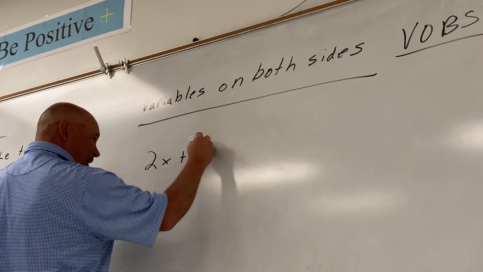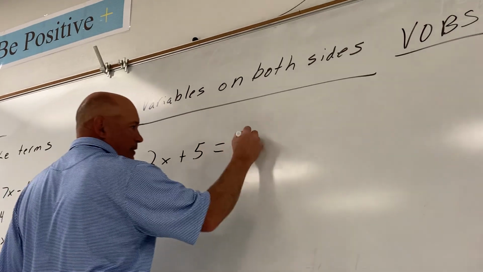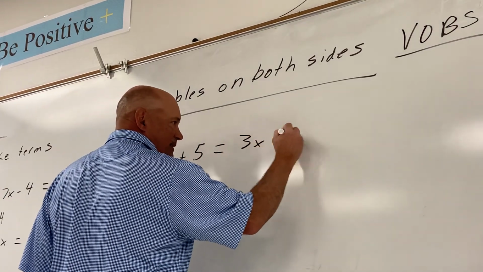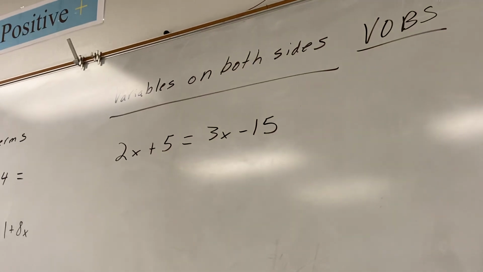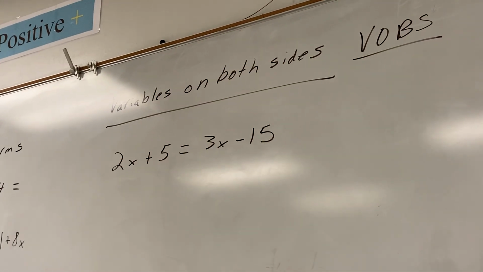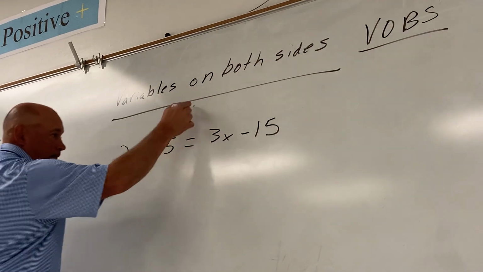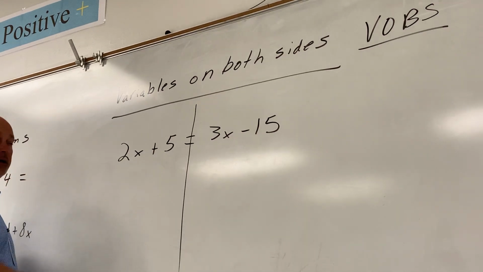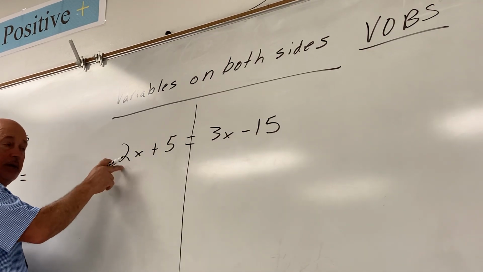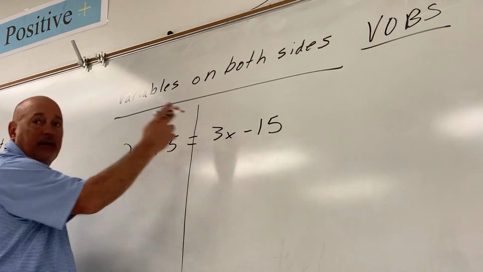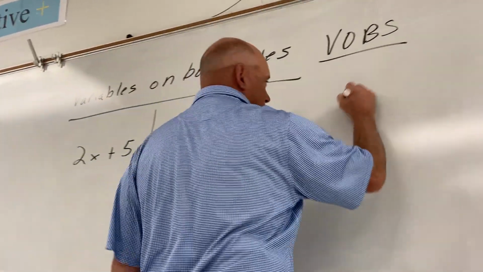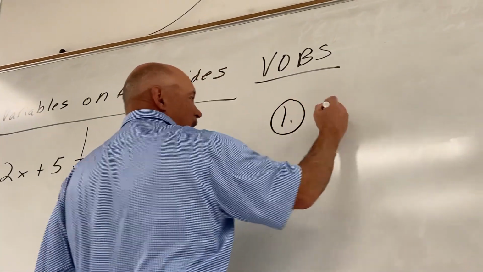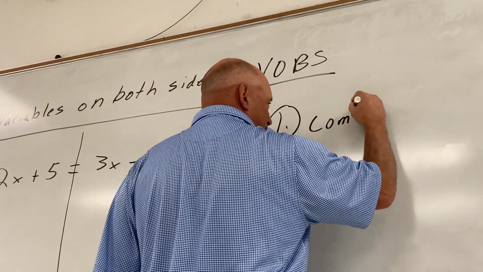All right, let's start easy. 2x plus 5 equals 3x minus 15. Do you notice that there is an x on the left, and another x on the right? Okay, step 1. Combine like terms if you can.